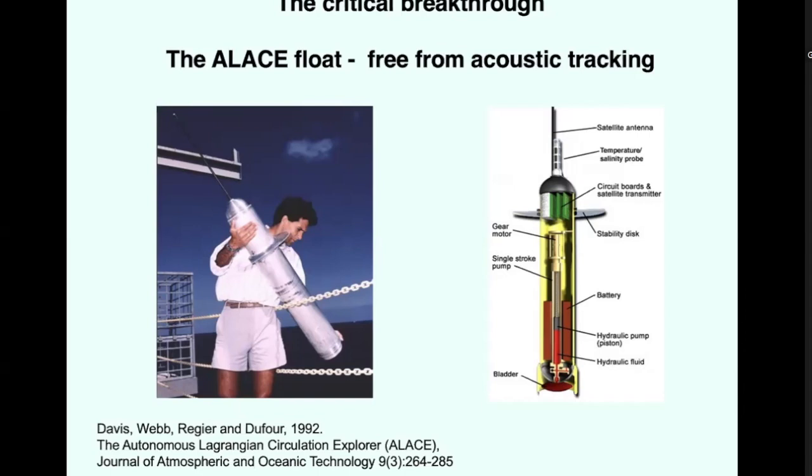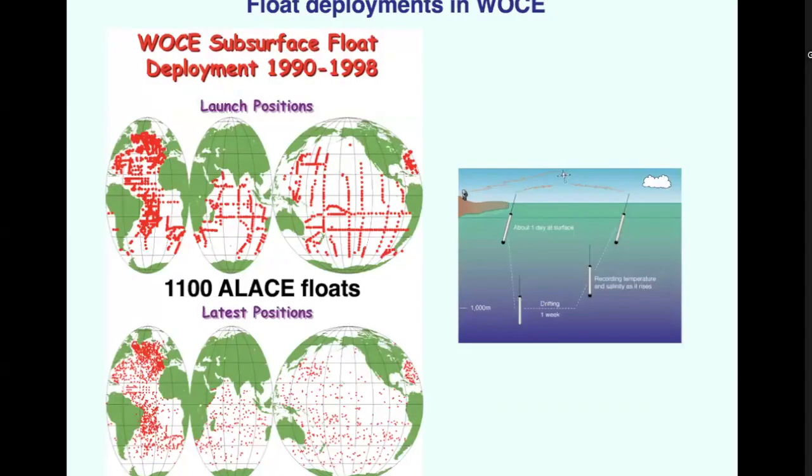It would then transmit its position to an overflying satellite, would suck the oil back into the reservoir, sink back down to the same level, and drift on for a while longer. And these were designed specifically to solve this problem of, within WOCE, making measurements of the deep circulation. They were deployed along the WOCE lines. You can see the dots in the top there of where they were deployed and where they finished up.